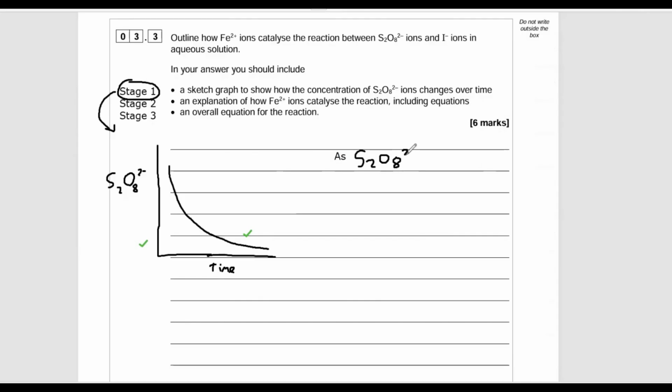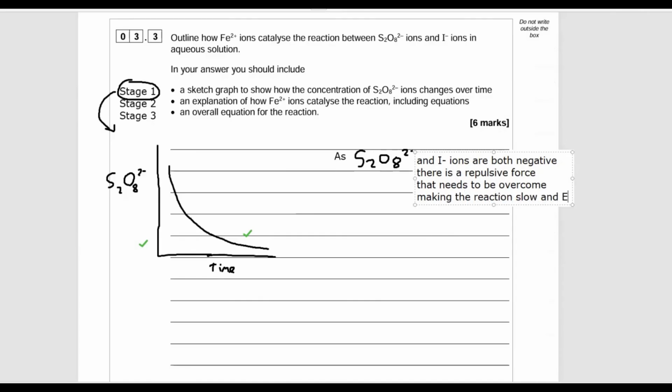Now the second stage, an explanation of how Fe2+ ions catalyze the reaction. Well, we know that S2O8 2- is negative and I- iodide ions are negative. So peroxydisulfate ions are negative and iodide ions are negative as well. This means there's a repulsive force from the 2 negative ions repelling each other. Now that needs to be overcome if you're to force them to react, and that creates a very high activation energy to overcome that and push those together, and so the reaction is slow.